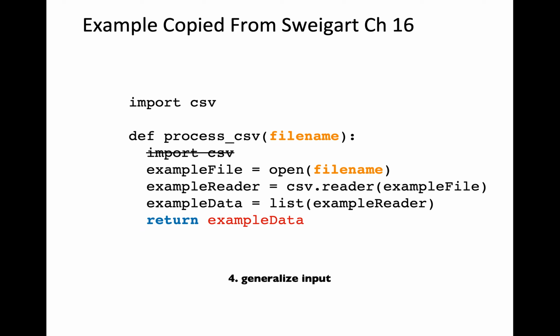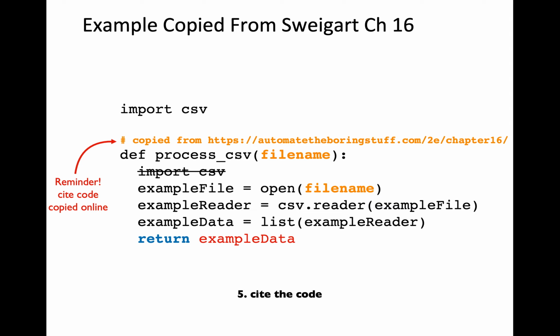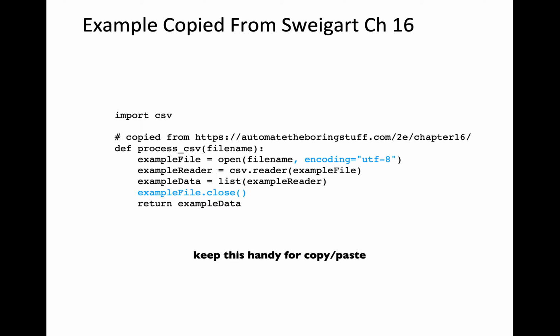My apologies for the camel case in this particular code snippet. I'll get it fixed after I finish recording today's lecture. Finally, you need to add a citation. This particular code snippet is from the Swigart book. So we are going to state that we copied the code snippet from the Automate the Boring Stuff book, and here is the citation for that.